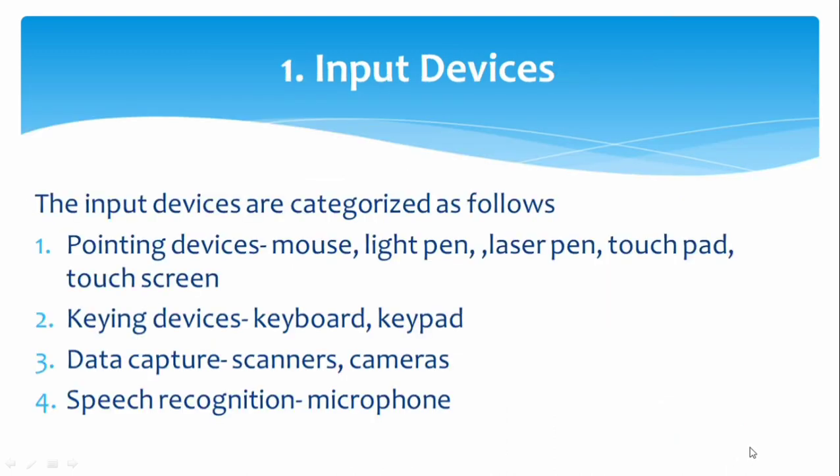Let's start with input devices. They're also divided into categories. We have pointing devices, like a light pen, touchpad, touch screen, and the normal mouse. They fall under pointing devices. Category two of input devices are keying devices, like the keyboard and the keypad. Category three is data capture, like scanners and cameras. Then we also have speech recognition, like a microphone. All these fall under input devices.